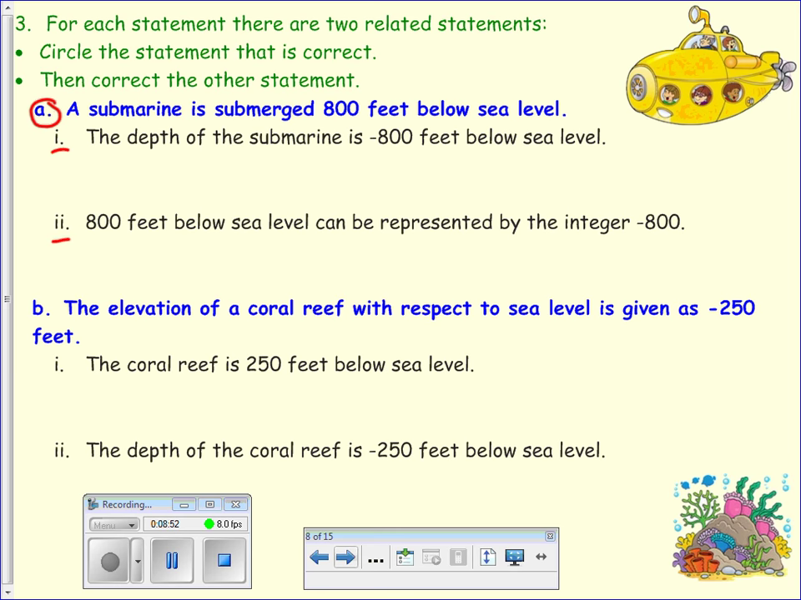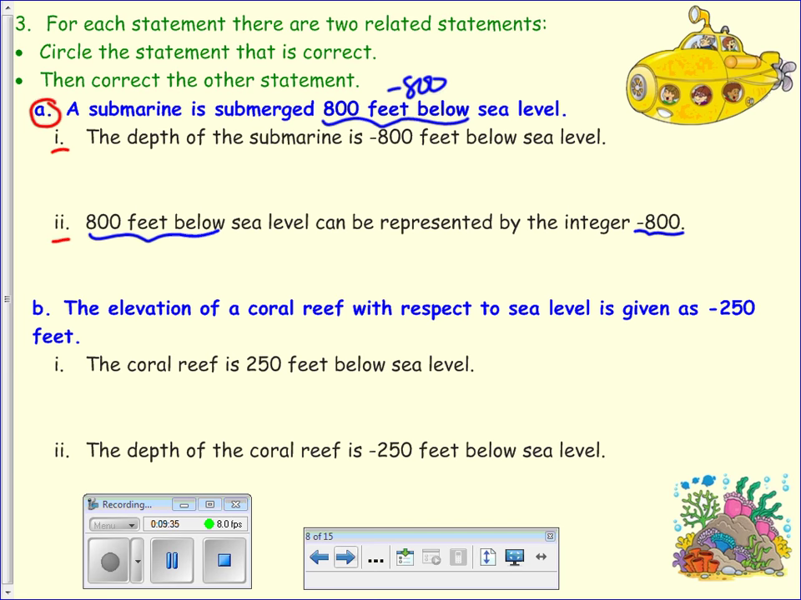So, Maddie, first let me come up with the answer before I try to read these 2, because that might confuse me. How could I write 80 feet below sea level? Negative 80 is 80 feet below. So this one is saying it's negative 80 feet below sea level. This one is saying 80 feet below sea level is negative 80. So which one is correct?